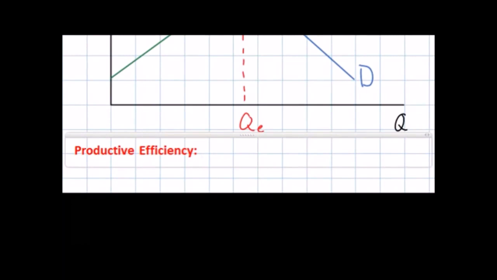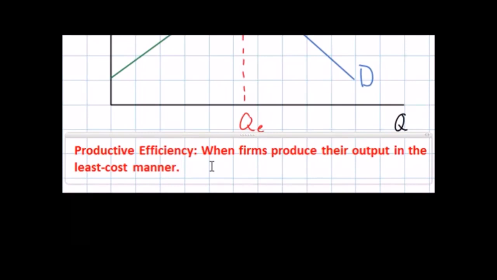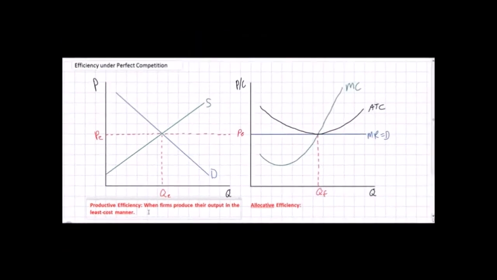Productive efficiency is achieved when firms produce their output in the least cost manner. In other words, firms must produce at their minimum average total cost. Earlier in the course, we explained that the costs a firm faces are inversely related to the productivity of that firm's resources. This means that when a firm is achieving its minimum average total cost, the resources the firm employs are being used at their maximum efficiency. Nothing is going to waste when a firm is producing at its minimum average total cost.